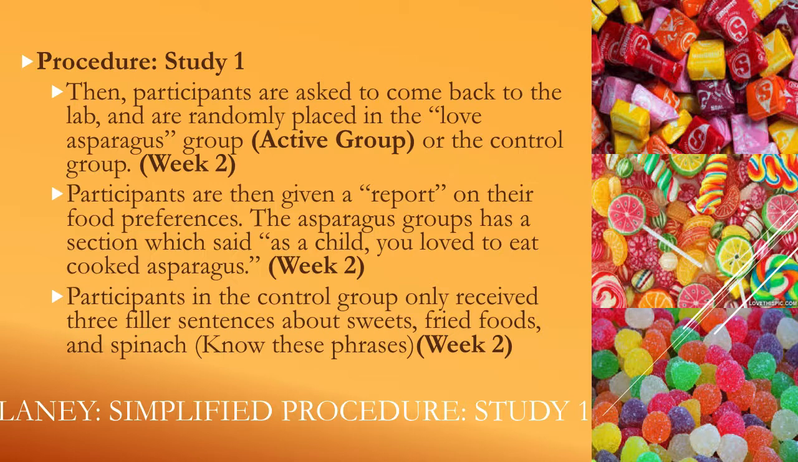Take a look at this one for me, please. Okay, so now a week has passed. We imagine that a week has passed. The participants are coming back into the lab, and they are randomly placed in the love asparagus group, the active group, or the control group.